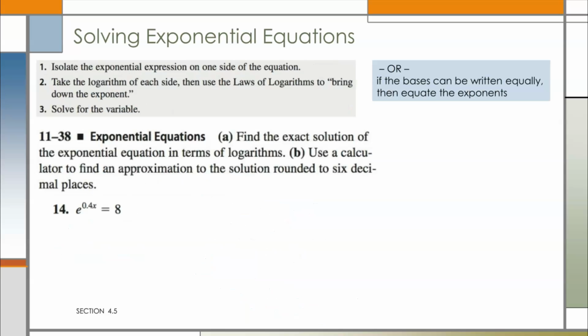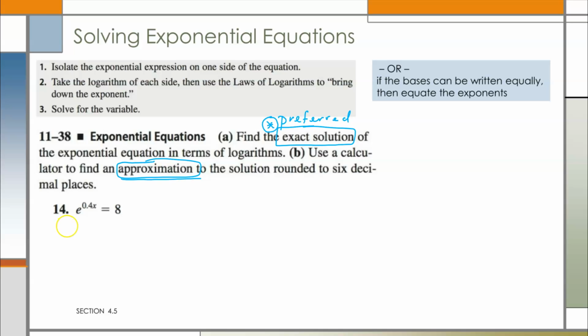Okay, next problem. Find the exact solution. Use a calculator to find the approximate solution to 6 decimal places. Okay, so exact solution versus an approximation. The approximation is the one that we turn into decimal. Exact is going to be always what we report. The exact answer is always going to be the preferred answer. So we want to always answer exactly.